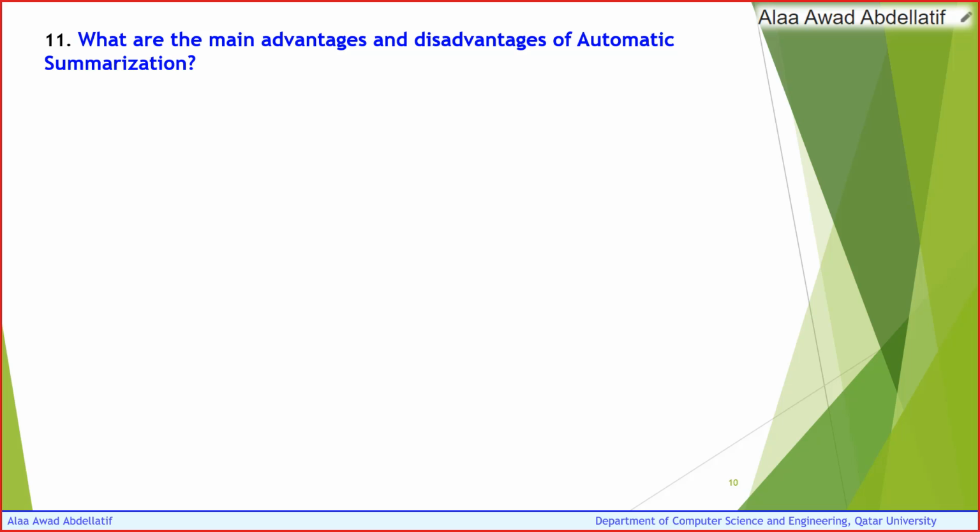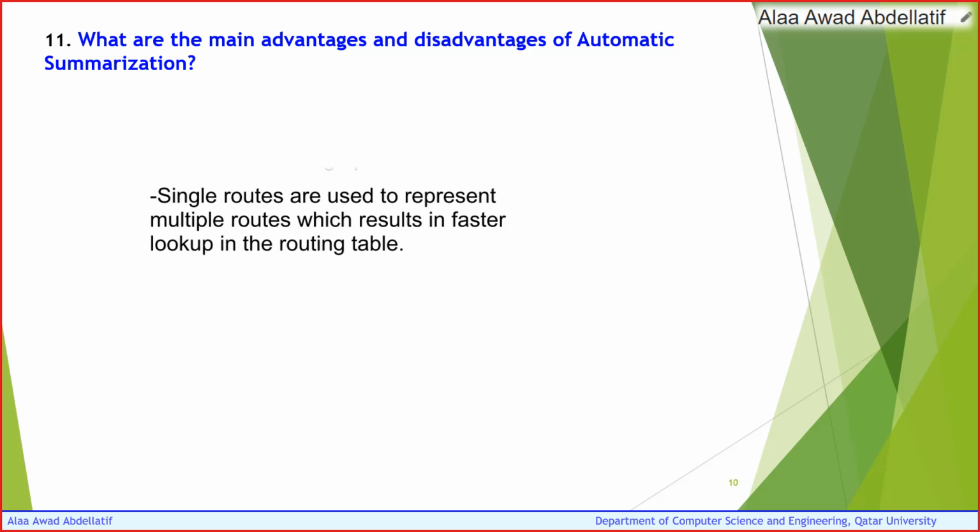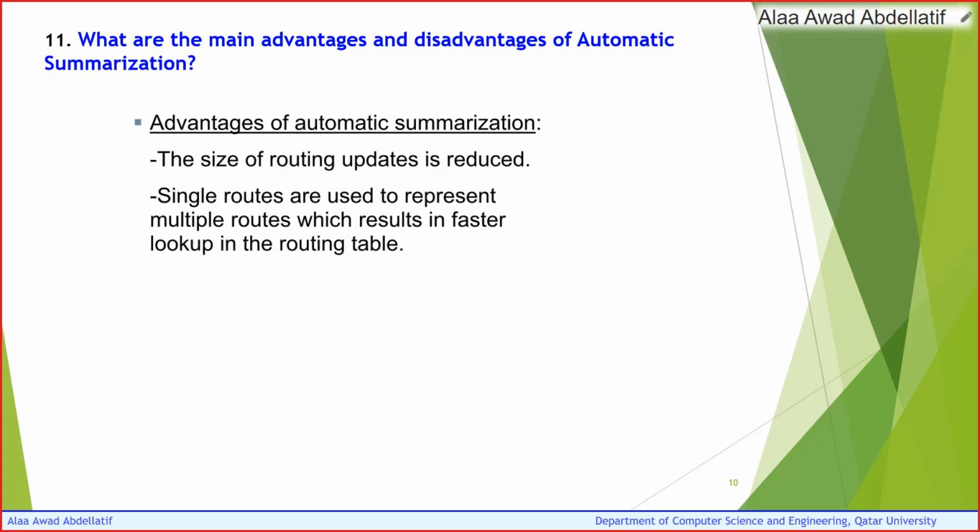Okay. What are the main advantage and disadvantage of automatic summarization? You should know the definition of automatic summarization and its advantages. Directly from your slides, we have two main advantages. The size of routing updates is reduced. By using automatic summarization, we reduce the size of routing updates, and also the size of the routing table. By reducing the size of routing updates, we reduce the size of the routing table.